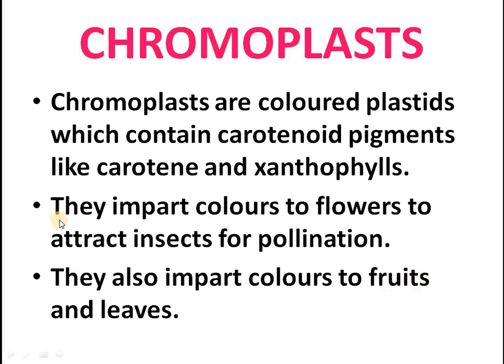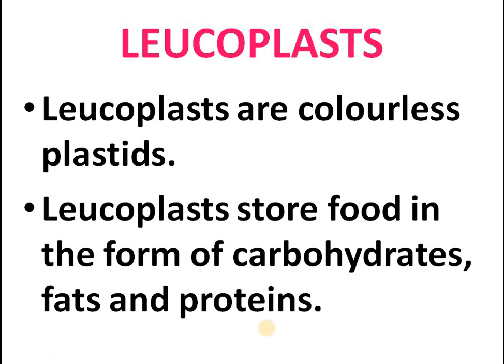What is the function of chromoplasts? They impart colors to flowers to attract insects for pollination, and they also impart colors to fruits and leaves. The best example is the carrot. You can see it is orange or reddish in color. That is because chromoplasts are colored plastids which impart colors to various parts of the plants, as they contain carotenoid pigments like carotene and xanthophylls. And what is leucoplast? Leucoplasts are colorless plastids. They store food in the form of carbohydrates, fats and proteins.